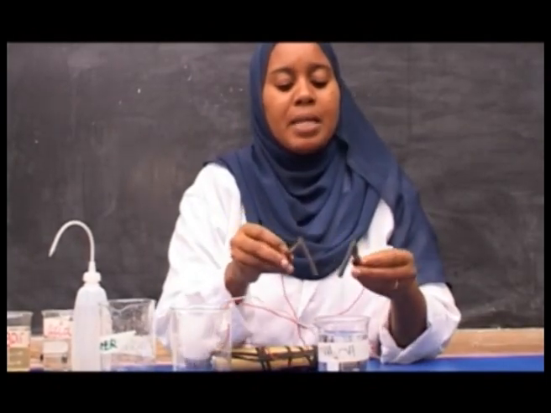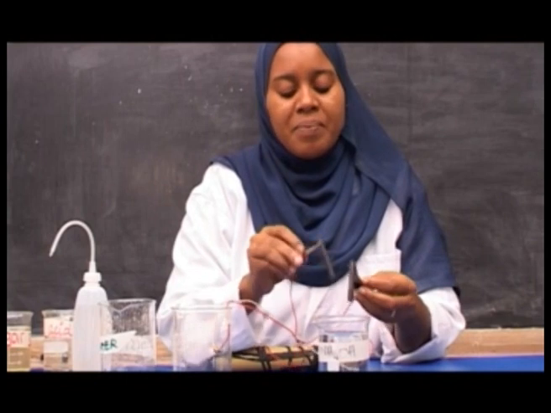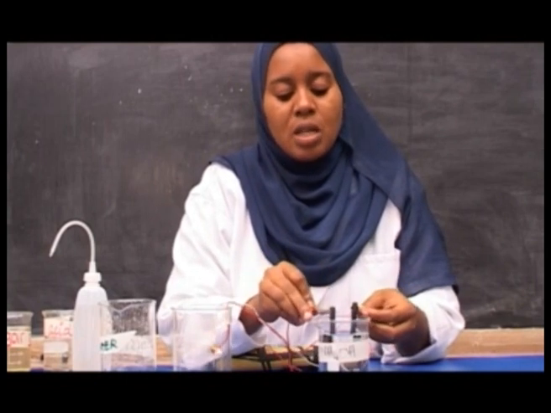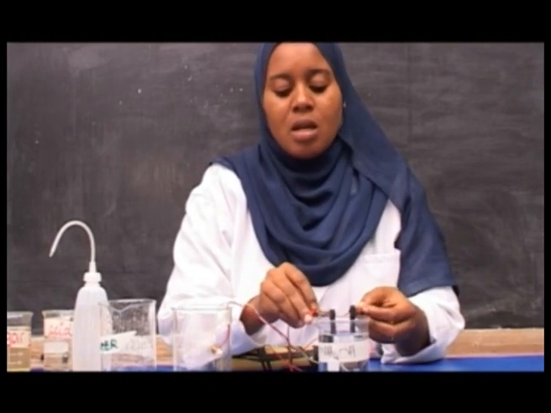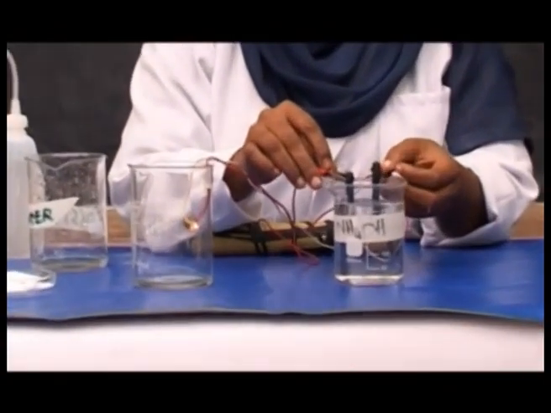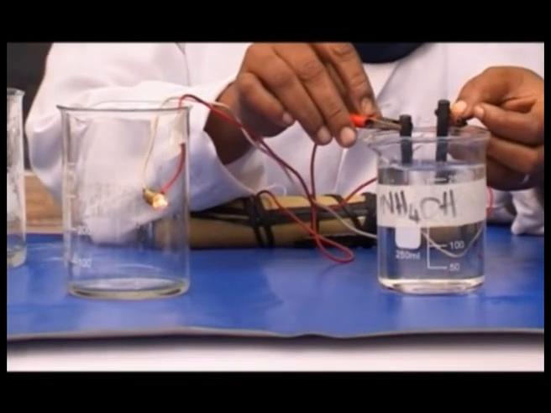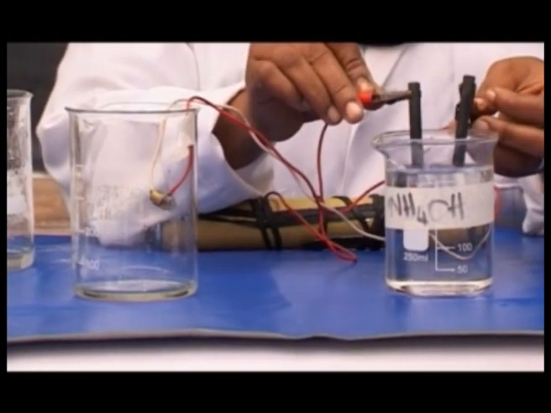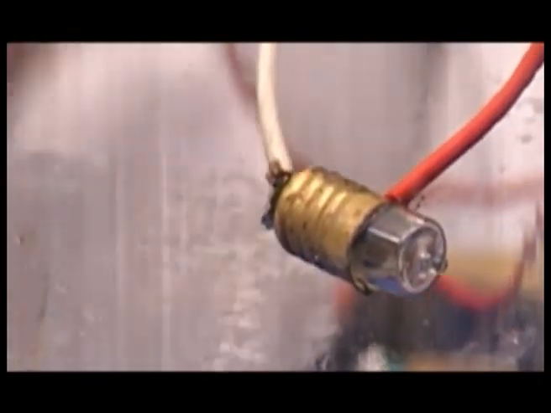Continue by dipping the electrode in another solution, which is ammonium hydroxide. Observe what happens to the intensity of the light in the bulb. After some time, remove your electrode. Continue washing.